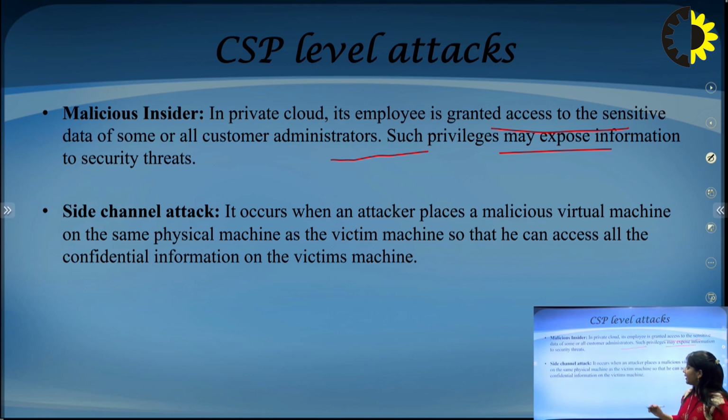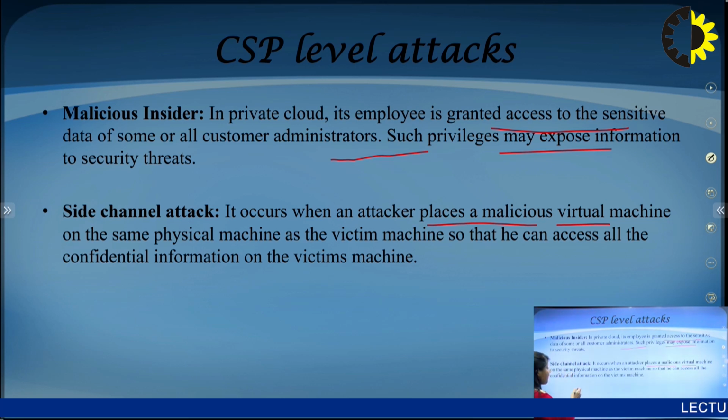Then side channel attack. It occurs when an attacker places a malicious virtual machine onto the same physical machine. I already told you, the hacker is going to add its own virtual machine onto the physical machine of the victim machine, so that he can access all the confidential information on the victim machine.